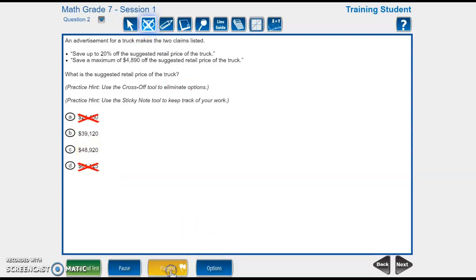You have that flag button still, so that way it reminds you at the end to come back to that question. If it's one that you want to come back and check your answer to, or maybe it's one that you skipped and you were like, I'm going to come back to it later.